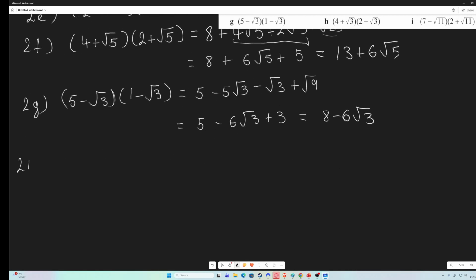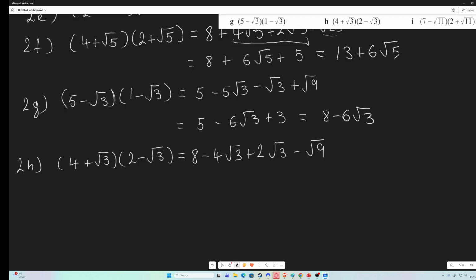2h, we have 4 plus root 3 times 2 minus root 3. So 4 times 2 is 8 minus 4 root 3 plus 2 root 3 minus square root of 9. So that's 8 minus 2 root 3 minus 3. So that is 5 minus 2 root 3.